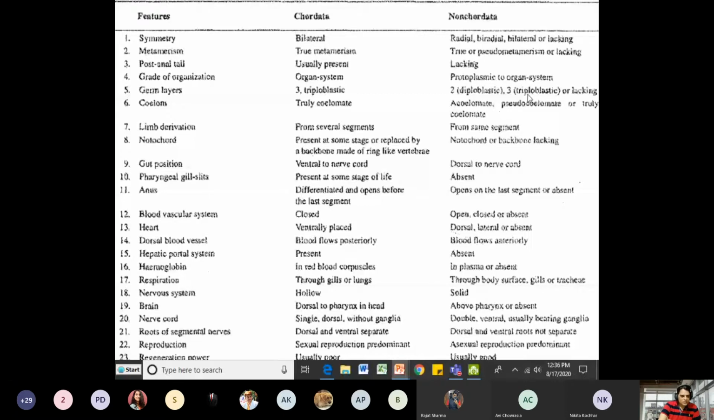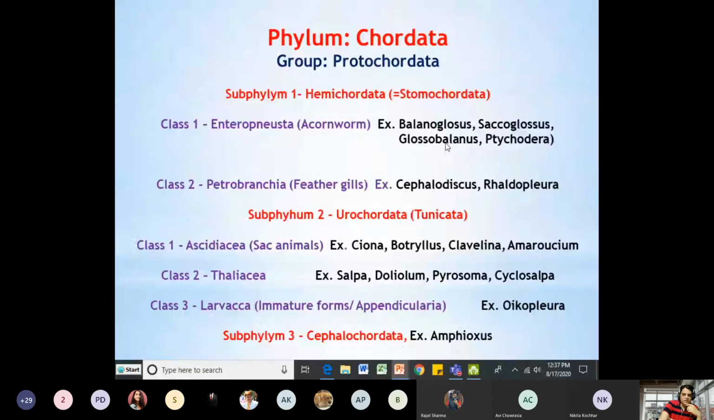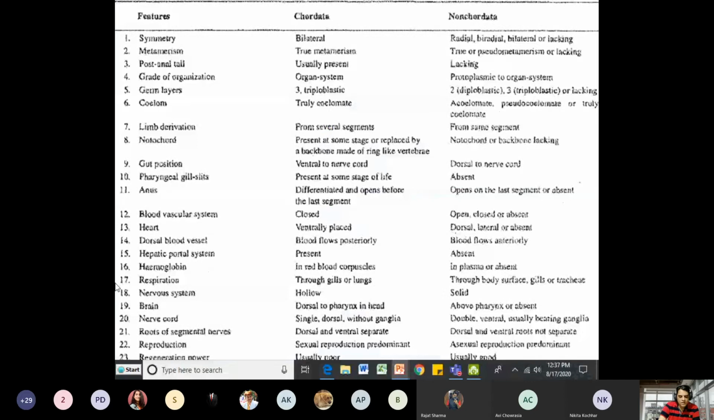Then limb derivation: from several segments or from the same segment. We are talking about forelimbs and hind limbs. These are formed by several segments in chordates, but in non-chordates they are formed by the same segment. Notochord, we know, is present only in the chordates. It is not found in any non-chordates, and even the hemichordates, which were earlier considered as having notochord in their proboscis region because the buccal diverticulum was misunderstood as notochord, do not have it.